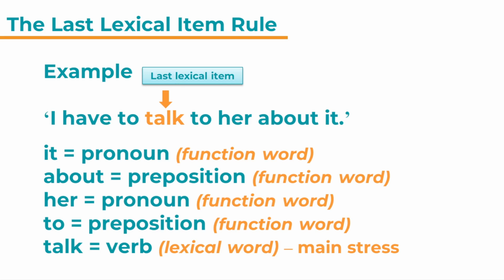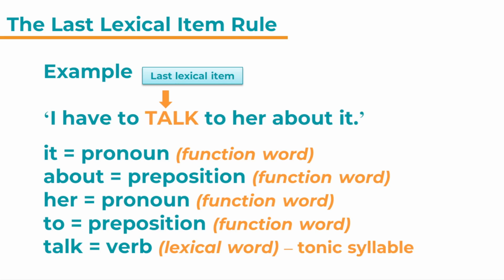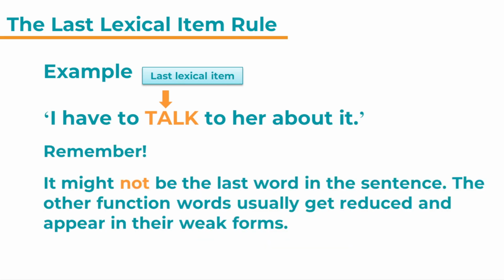I have to talk to her about it. So the tonic syllable is talk. Remember, it might not be the last word in the sentence. The other function words usually get reduced and appear in their weak forms. So we stress talk, but not to her about it. So these function words, a lot of them would be reduced. They would experience vowel reduction.